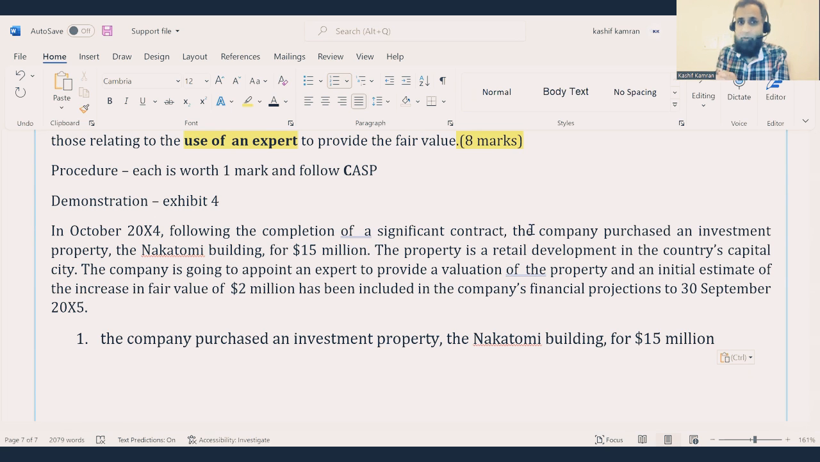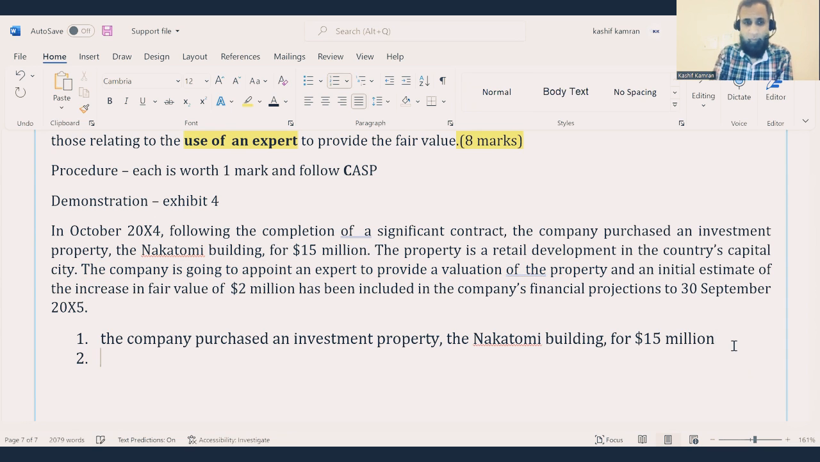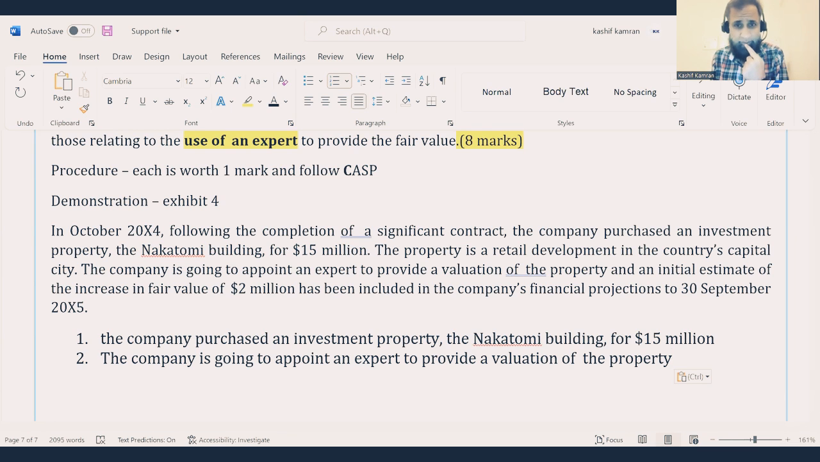The property is a retail development in the country's capital city. The company is going to appoint an expert. They've not yet appointed it. The company is going to appoint an expert to provide a valuation of the property. Control C, Control V. And an initial estimate, the expert has been appointed? No. So who has given the initial estimate? The question says the company is going to appoint an expert. Will it be appointed? Yes.